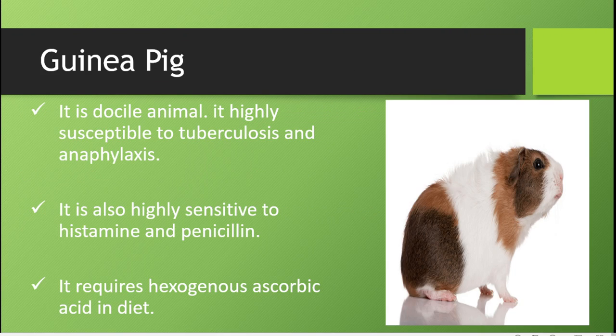Next is guinea pig. It is a docile animal. It is highly susceptible to tuberculosis and anaphylaxis. It is also very sensitive to histamine and penicillin. So if you want to use it, we require exogenous ascorbic acid in the diet.